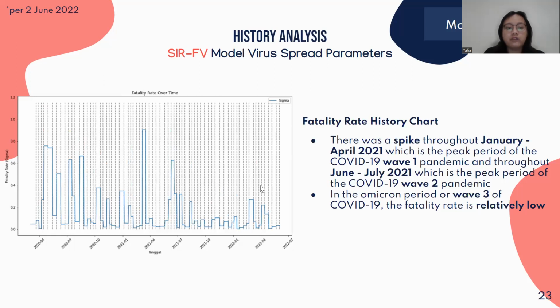Looking at the history of the fatality rate or sigma, there was a spike throughout January to April 2021, which is the peak period of the COVID-19 wave 1 pandemic, and throughout June to July 2021, which is the peak period of the COVID-19 wave 2 pandemic. What's interesting here is that during the Omicron period or wave 3 of COVID-19, the fatality rate is relatively low. This means that although the spike in cases that occurred in wave 3 of the Omicron was among the highest, the number of the deaths that occurred was low.